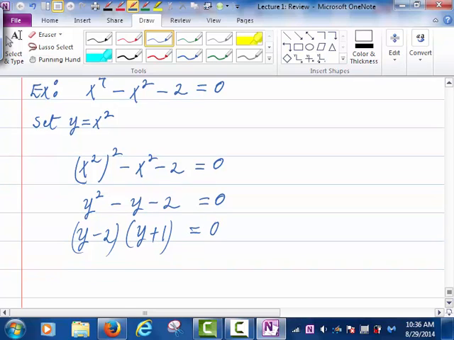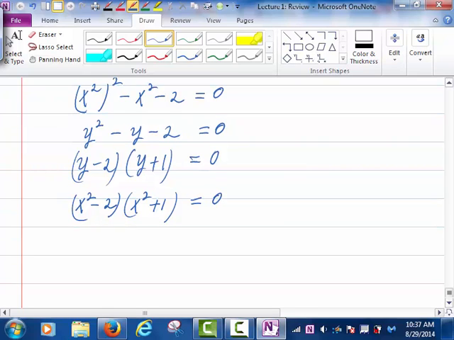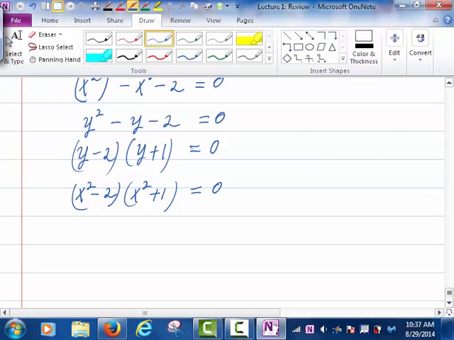Okay. And now I can plug back in what y is. So this would be x squared minus 2 times x squared plus 1. Okay. Now, can I factor out x squared minus 2? I can write it. Well, x squared minus 2 means x squared minus root of 2 squared, right? I guess I didn't have to do it.